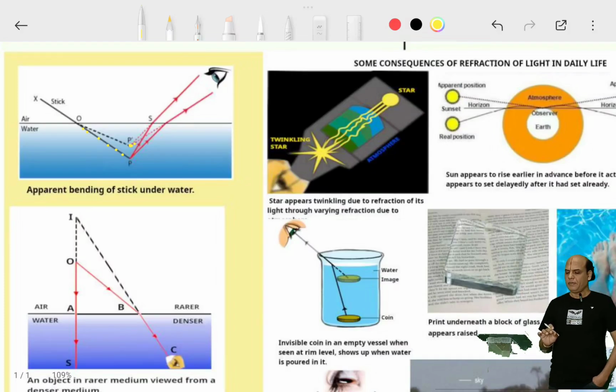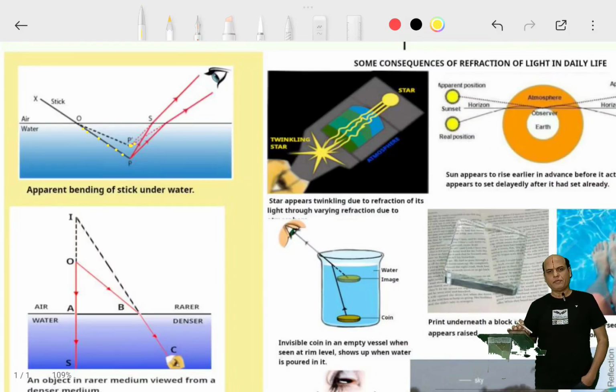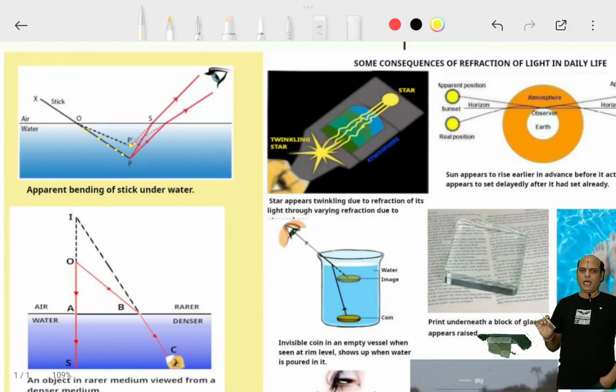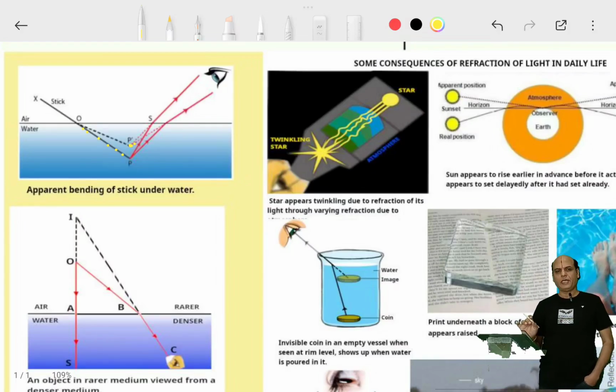So ultimately, the immersed portion of the stick appears to be bent at point O, and it is slightly raised from its real position. The stick appears to be bent at O, and it appears to the observer as a line OP dash, but the real stick is OP. Clear? So this phenomenon is the apparent bending of the stick under water.